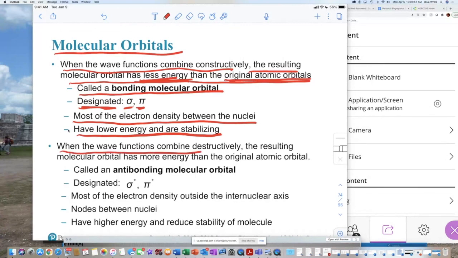When the wave functions combine destructively, self-sabotaging behavior, relationship sabotaging behavior, the resulting molecular orbital has more energy. This is bad. Molecules prefer less energy, right? They have more energy than the original atomic orbital. So this is where you have toxic.